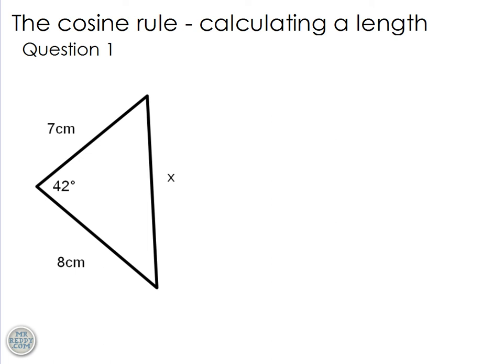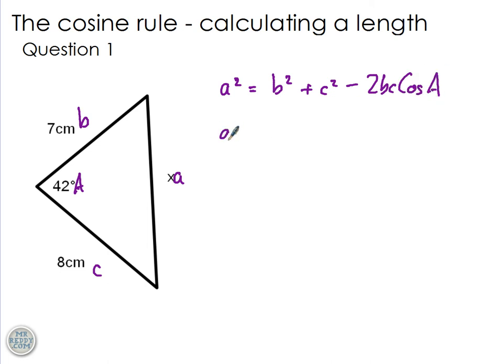Okay, you've done this on paper. I'm trusting you've done it on paper. Let's do it together. So step 1, if you remember, was to label the sides A, big A, little b, little c. Write out the formula. A squared equals b squared plus c squared, take away 2bc cos A. Substitute. A squared equals 7 squared plus 8 squared minus 2 times 7 times 8 times cos 42.